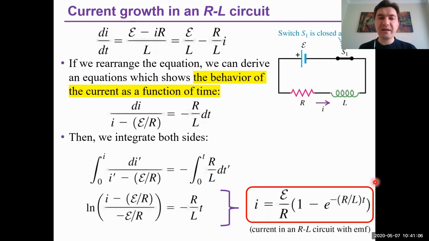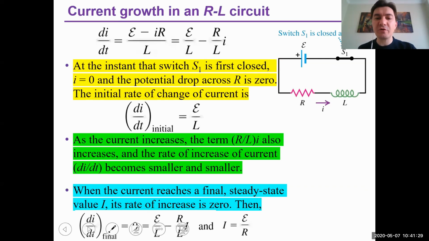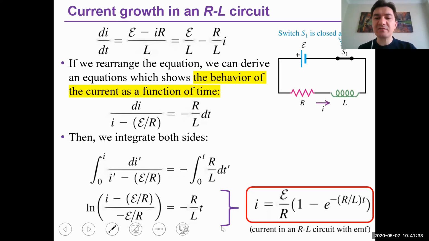Okay, then let's try to get a relation between current and time. I would like to get that relation. So we have learned that the current changes by time. At the beginning, the current is 0, and then it is increasing, and finally it reaches the maximum value of this one.